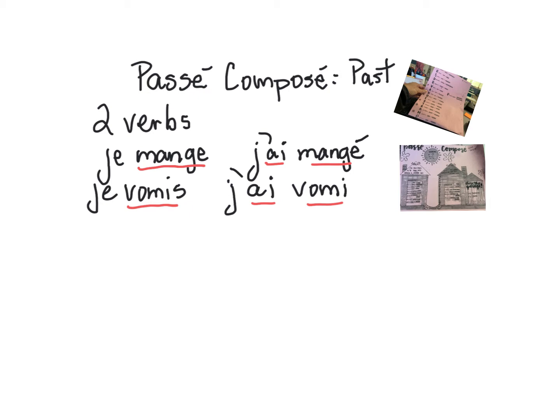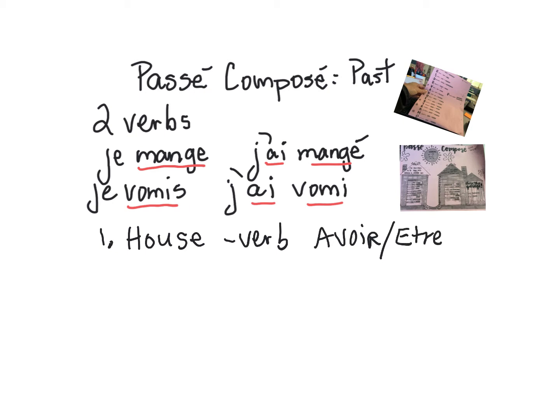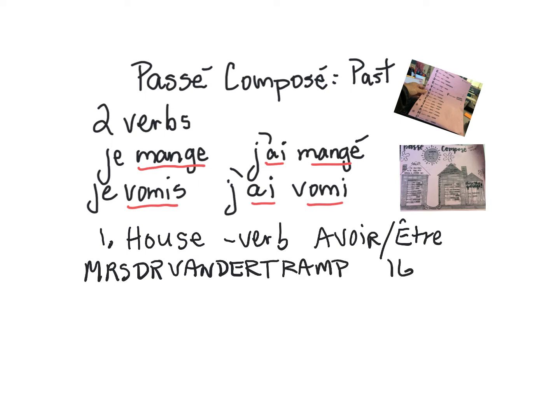All right. So to conjugate the past tense, you first need to figure out what house the verb is in. What house is the verb in? And what that means is, is it going to use an avoir helping verb, which is what our first verb is always, or an être helping verb? And we can do that simply by looking at the pink sheet. And on the back of the pink sheet, you see an acrostic that says Mrs. Dr. Vandertramp, which is just an acronym for all 16 verbs plus one special one that uses être.